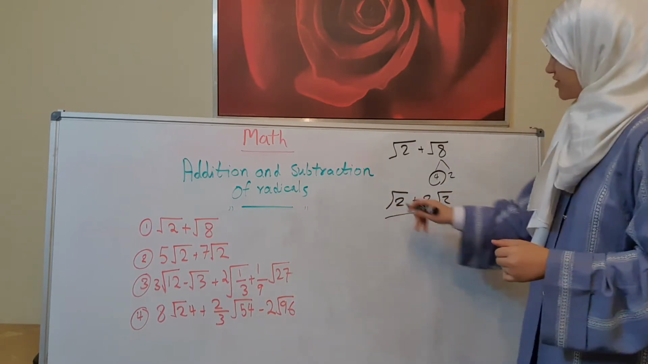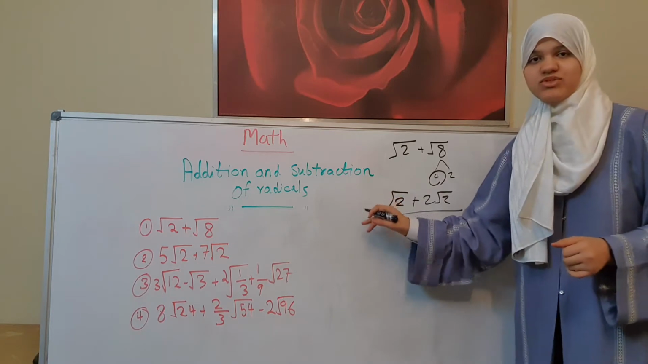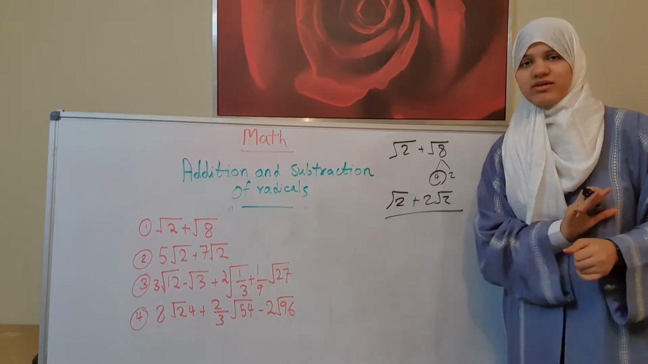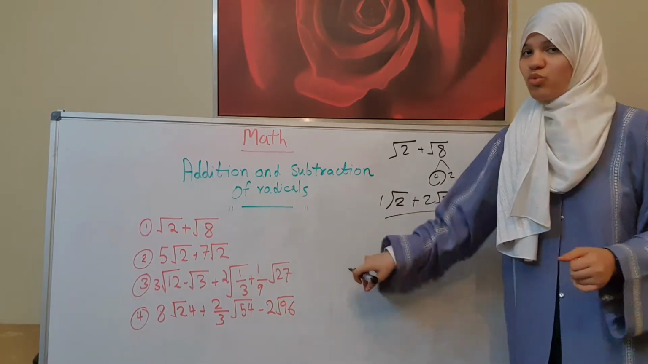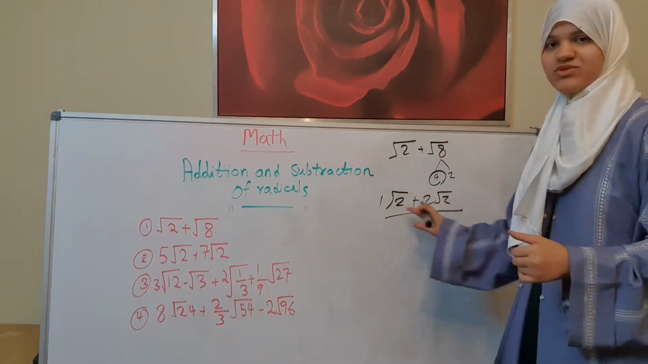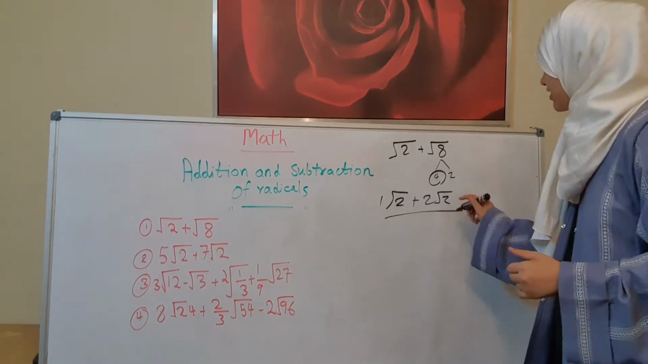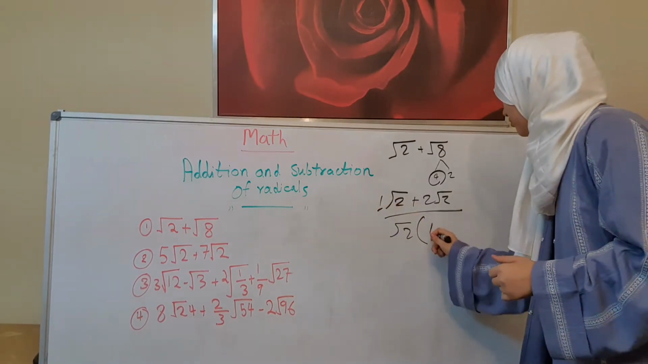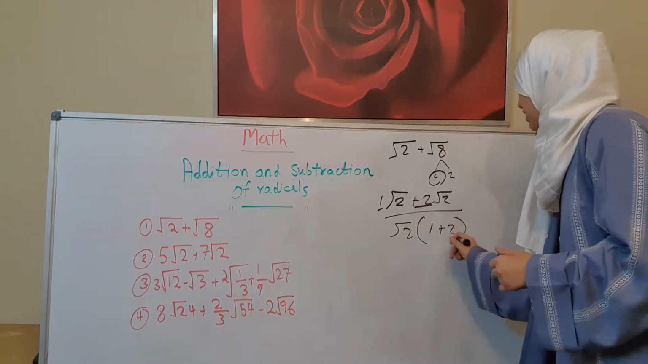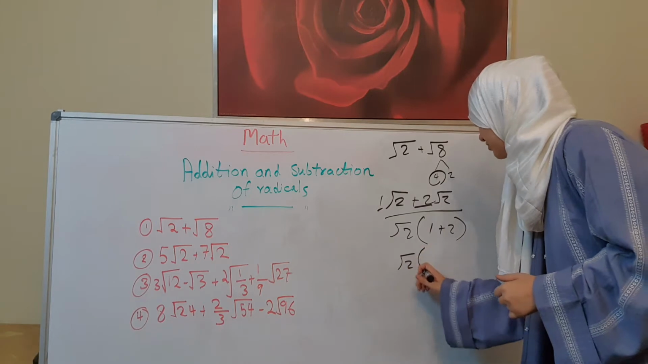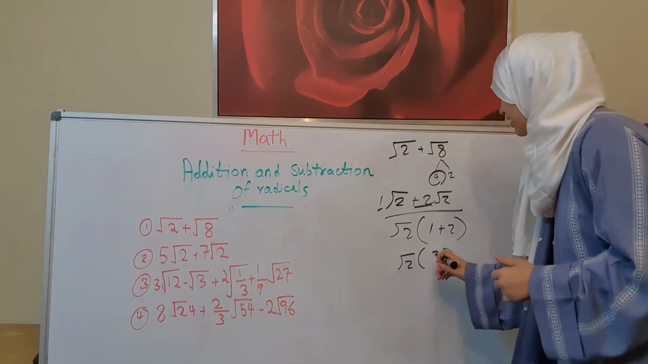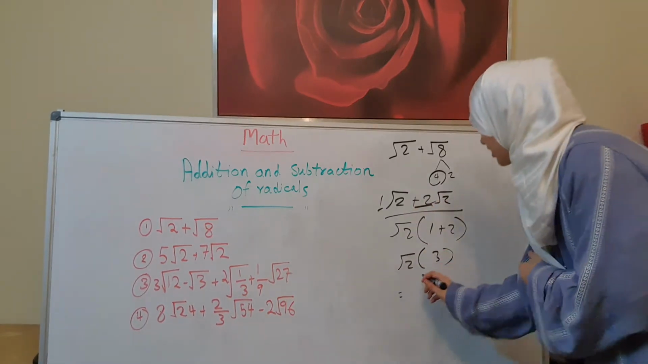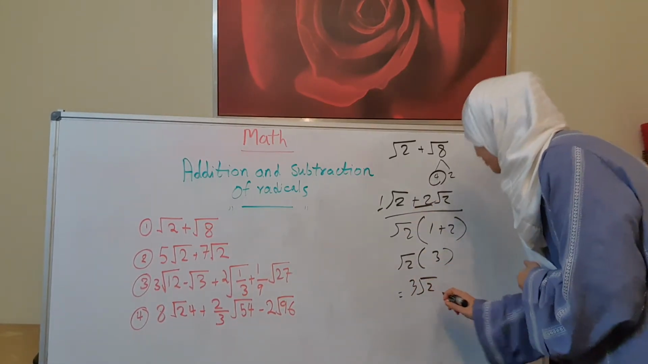Of course, if there is no number in front of the radical, it will always be 1. Okay, so that means we have here 1. Now, the common factor between them is radical 2. That means we'll make radical 2 bracket, times 1 plus 2. Now, what we have, radical 2 times in bracket 3. Then we'll times radical 2 by 3. The final answer will be 3 radical 2.